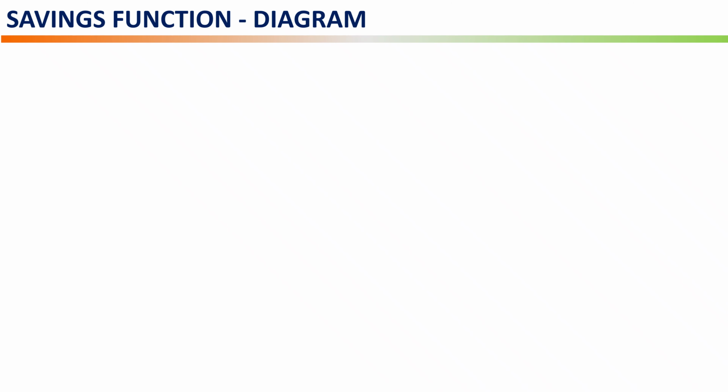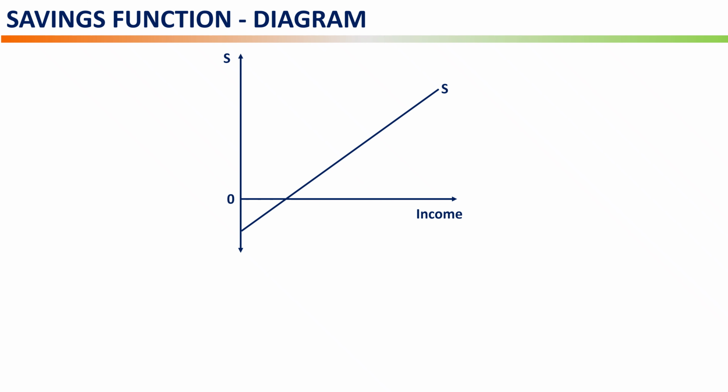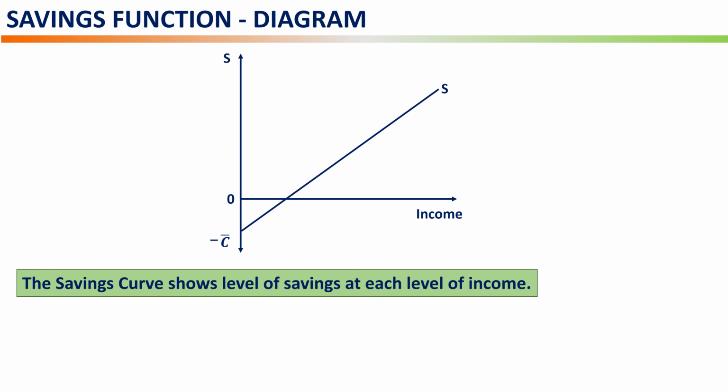Let's understand the savings function with the help of a diagram. Let's draw the axes and label them. Income on the x-axis and savings on the y-axis, since we are studying the relation between income and savings. We draw the savings curve and label it as S, and next we mark the point of dissaving as minus C bar. Let's define the savings curve. The savings curve shows the level of savings at each level of income.